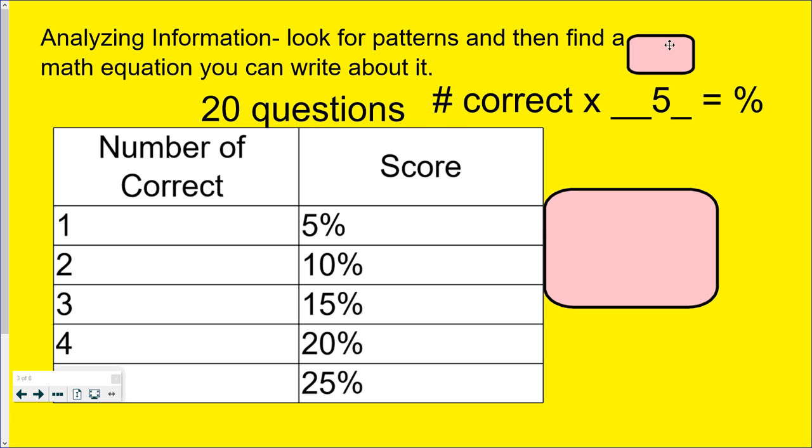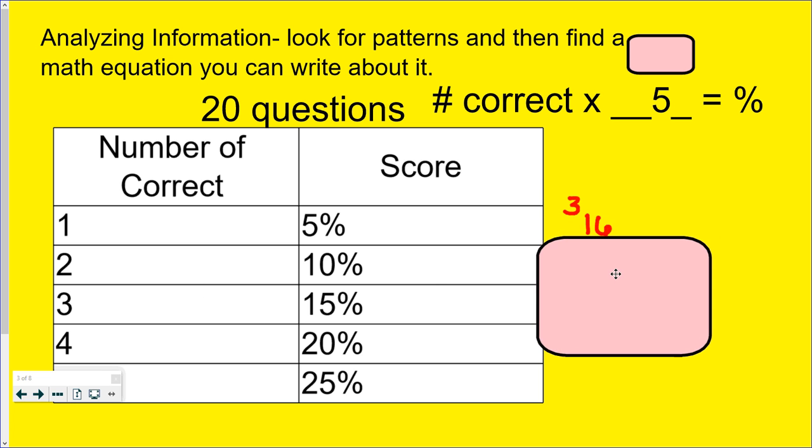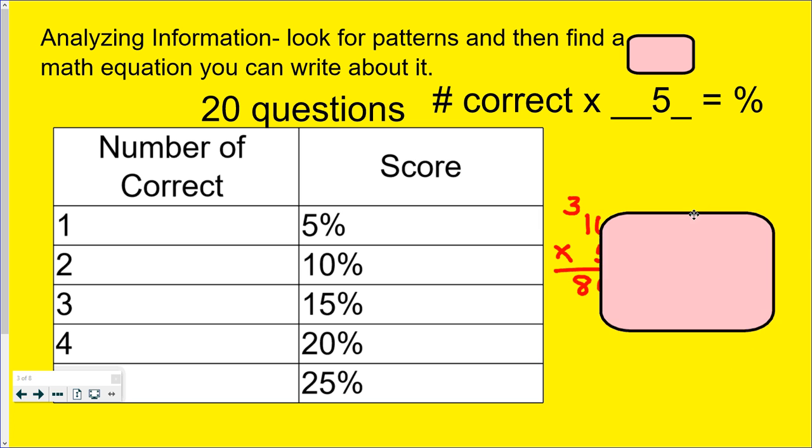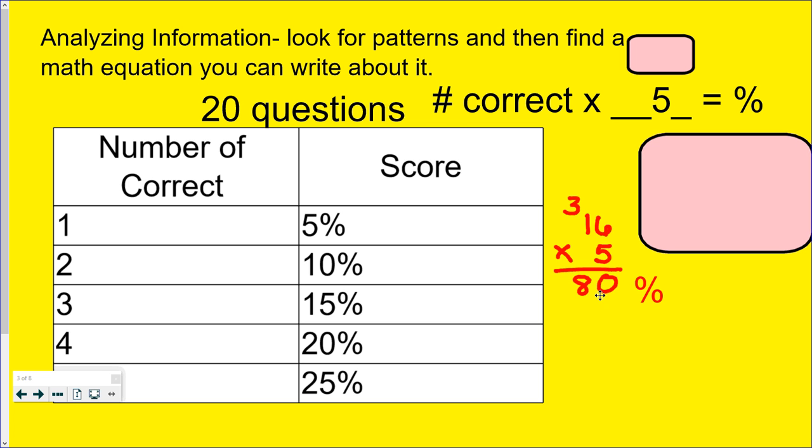Hopefully you would see the 5 pattern. 1 times 5, 2 times 5, 3 times 5, 4 times 5. So if I had 16 correct out of 20, I would multiply that by 5 and I would get 80%. A lot of times our math tests have 20 questions on them. Other times we have homework assignments that have 20 questions on them. So we could figure it out by looking for a pattern.